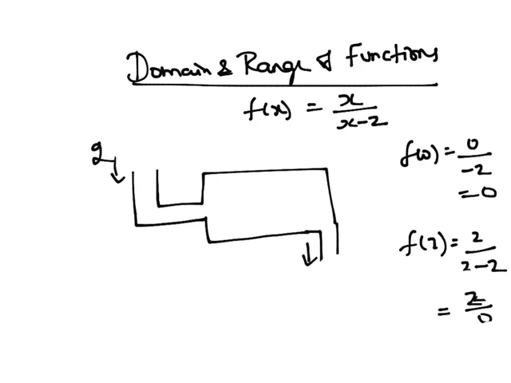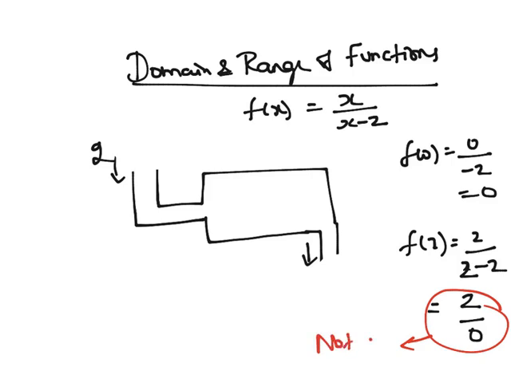So here 2 upon 0. Okay, let me write it properly. So we have 2 here, so 2 upon 0. Okay, now we know that this 2 upon 0 is not a real number, isn't it, students? It is not a real number, because you cannot divide a non-zero number by 0. So it is not a real number.